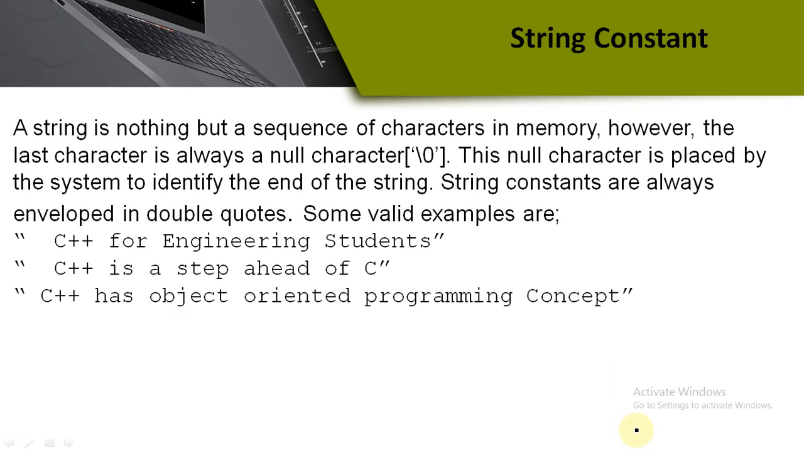Anyway, a string is nothing but a sequence of characters in memory. However, the last character is always a null character. You should see there are 2 characters over here, but this is the way in which computers understand there is nothing. This null character is placed by the system to identify the end of a string. String constants are always enveloped in double quotes, and you should notice that a string is called a secondary data type because strings are developed using several independent characters. Independent characters happen to be a primary data type, while a string constant is a secondary data type.